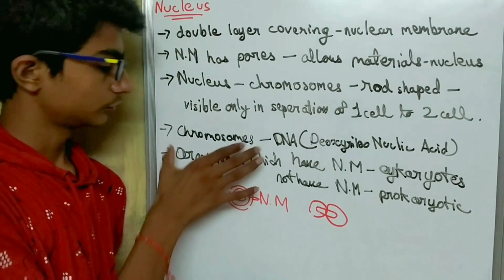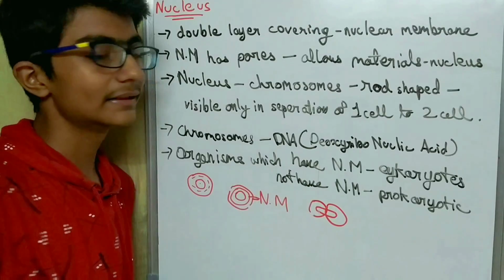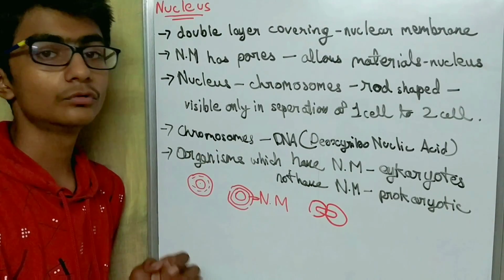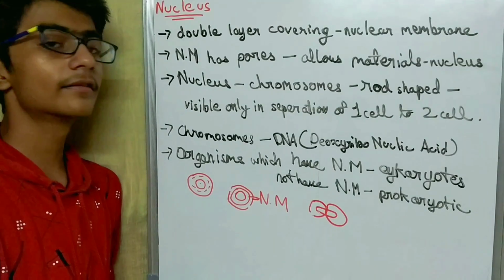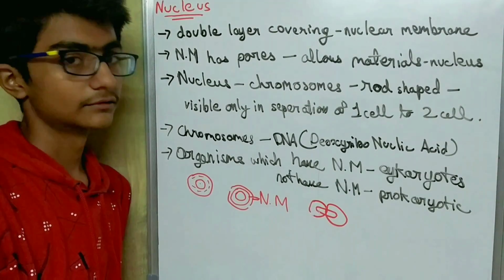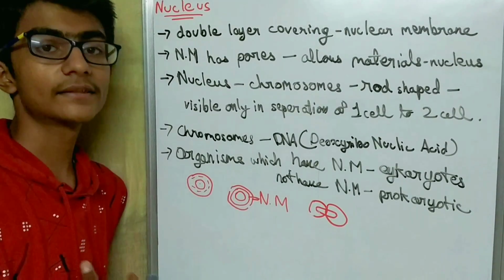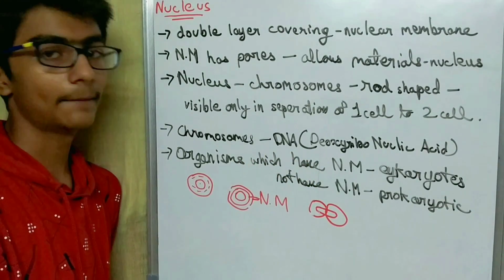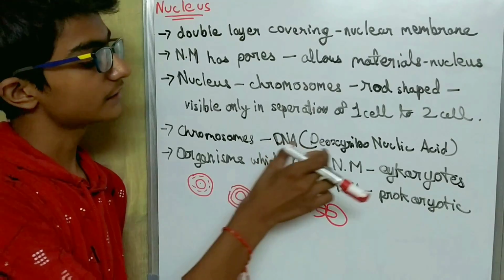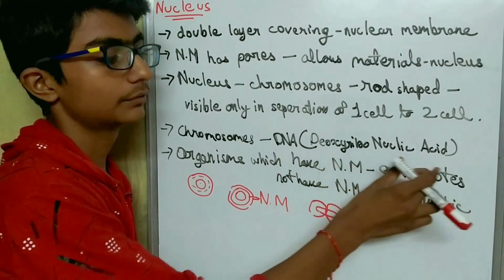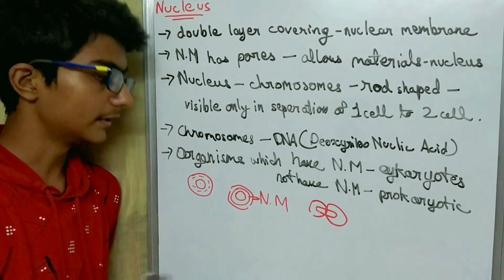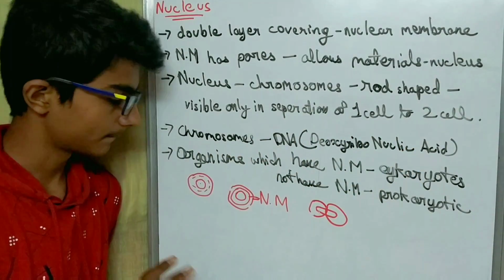So now chromosomes have DNA in them. They pass the DNA to the next generation, means the next cell. We have cells in our body and those cells have DNA in them, and the DNA is called deoxyribonucleic acid. Deoxyribonucleic acid is the full form of DNA.